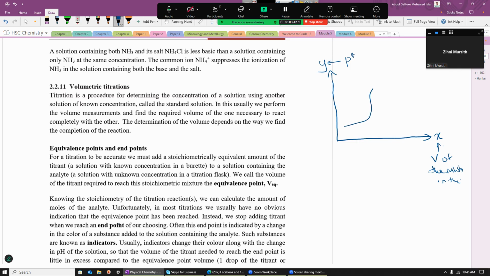Now we are going to sketch graphs. Before that, volumetric titration is a procedure for determining the concentration. So we will use this in laboratory settings to determine the concentration of an unknown substance. But for that, we should have a standard solution, right? This is an important terminology, standard solution. So you might sometimes be asked to define this term.